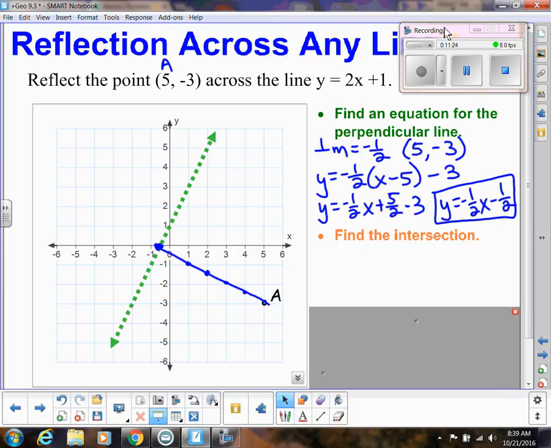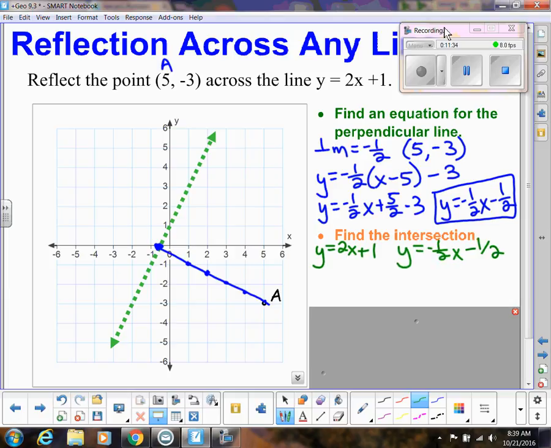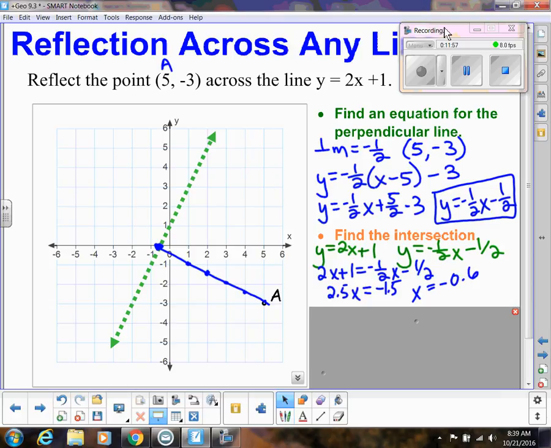Okay, so if we want to find an intersection point, we're just going to set the equations of those two lines equal to one another. We already have those equations, so let's set them equal. So I'm going to have 2x plus 1 equals -1/2 x minus 1/2. I'm going to add the 1/2 over. That'll be 2.5x equals -1.5. So then that's going to give me x equals -0.6. So that's the x coordinate.